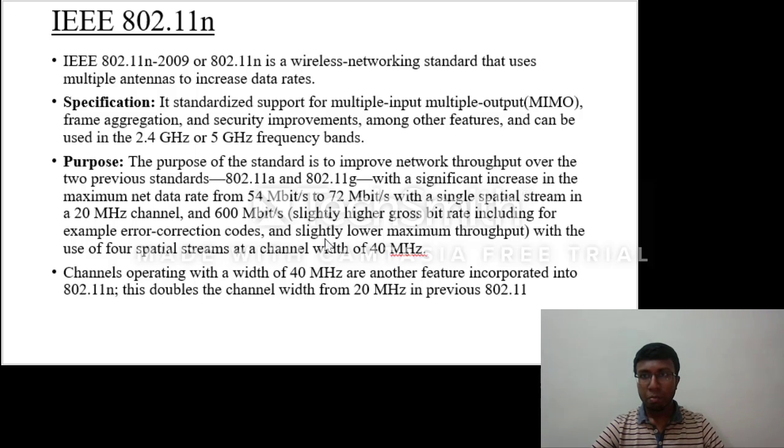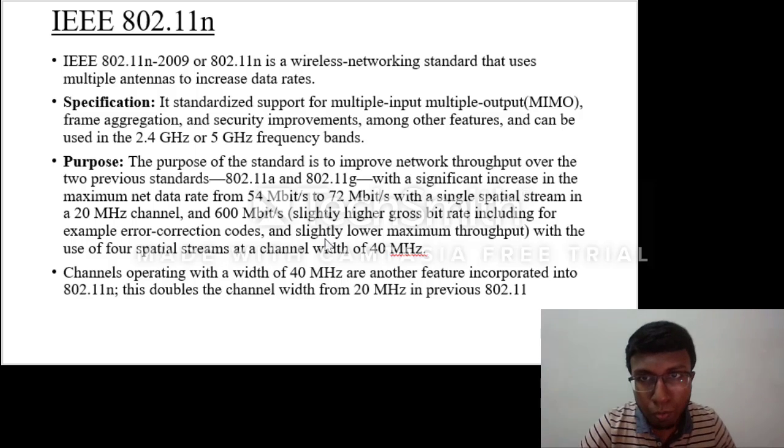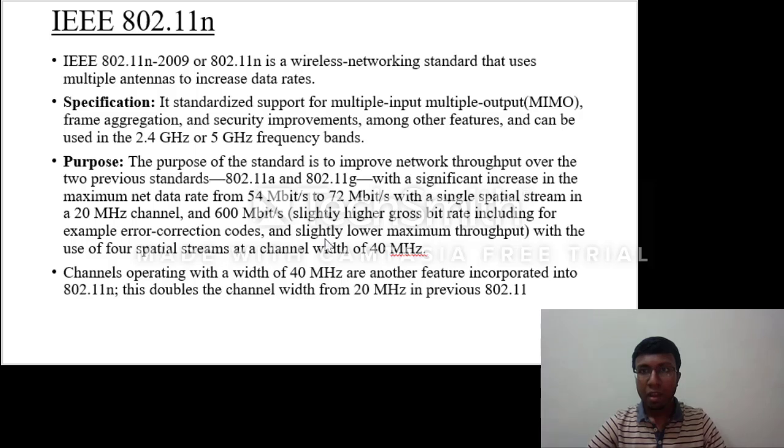the standard is to improve network throughput over the two previous standards, 802.11a and g, with a significant increase in the maximum net data rate from 54 Mbps to 72 Mbps with a single spatial stream in a 20 MHz channel, and 600 Mbps. A channel operating with a width of 40 MHz is another feature incorporated into 802.11n. This doubles the channel width of 20 MHz in previous 802.11 standards.